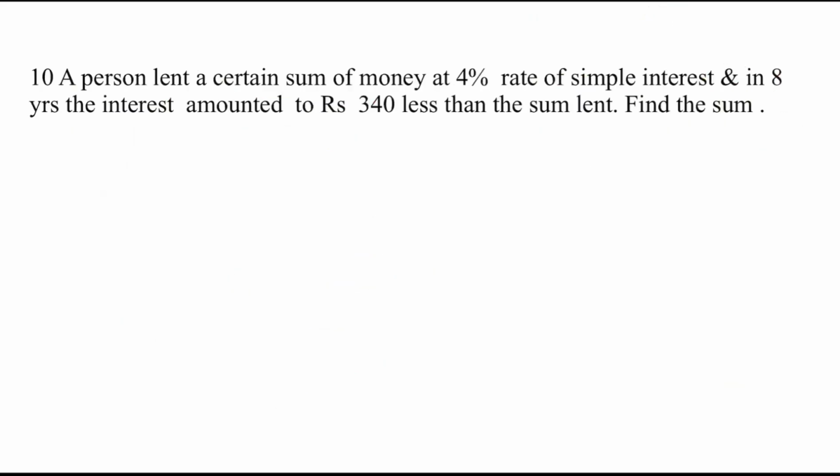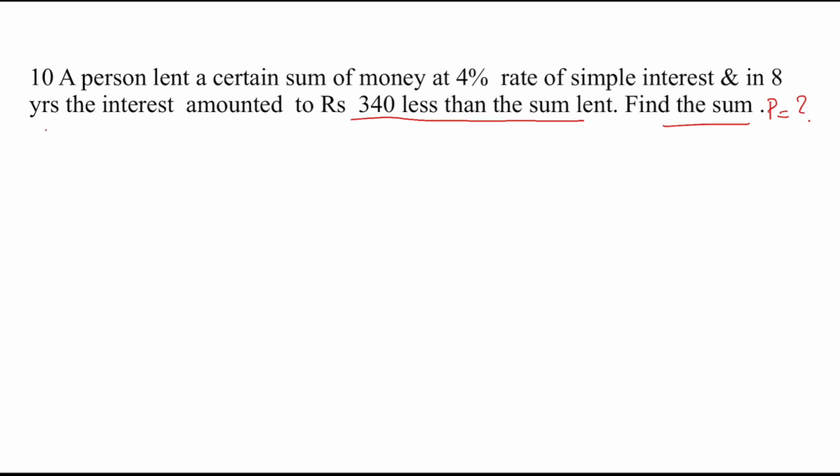A person lent a certain sum of money at 4% rate of simple interest, and in 8 years the interest amounted to rupees 340 less than the sum lent. Okay, 340 less than the sum lent. So what is the sum? So principal is how much?